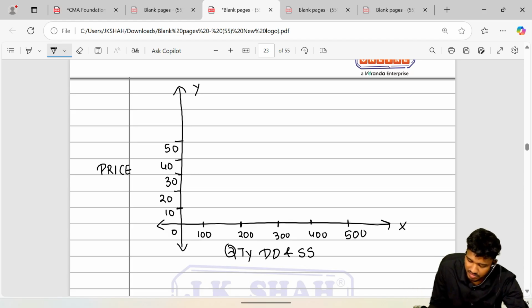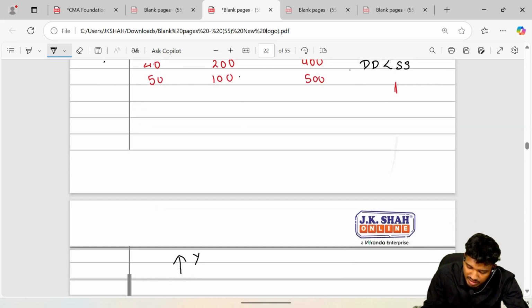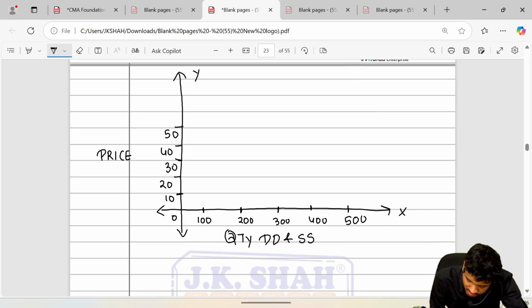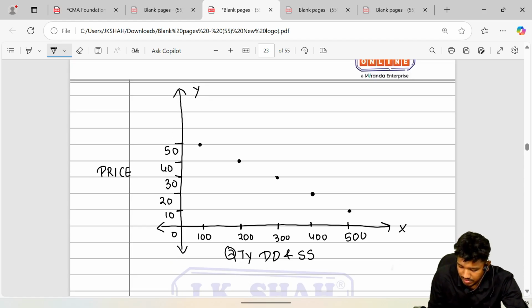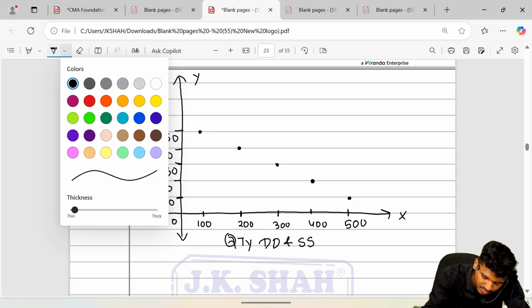Let's begin. See, let's first make the demand curve. When the price was 10, demand was 500. Price was 20, demand was 400. Price was 30, demand was 300. Price was 40, demand was 200. And the price is 50, the demand is 100. That way. Now, it is our demand curve.